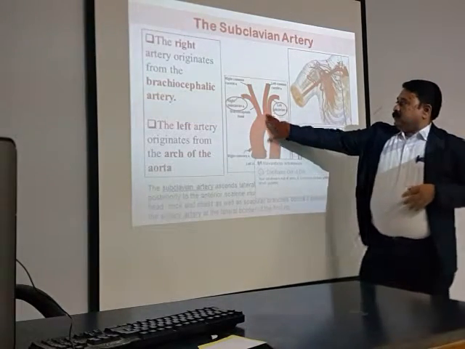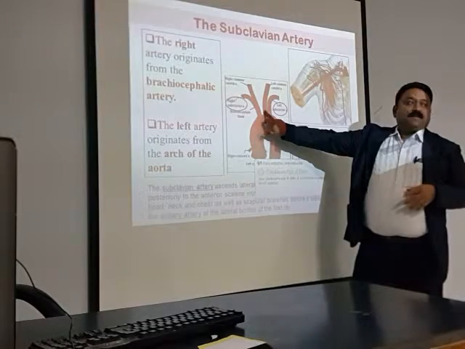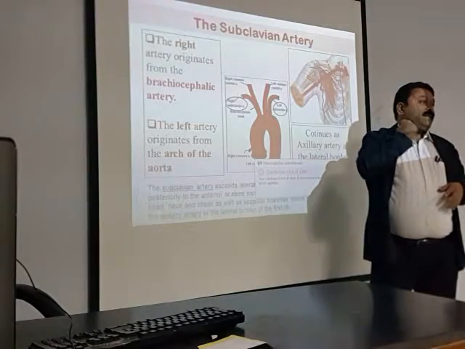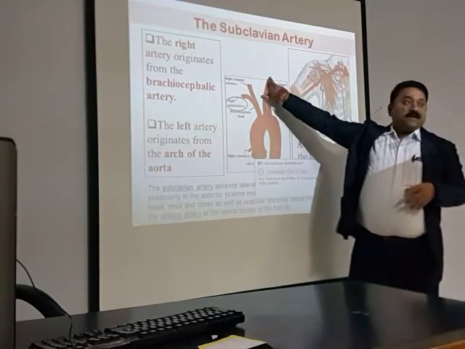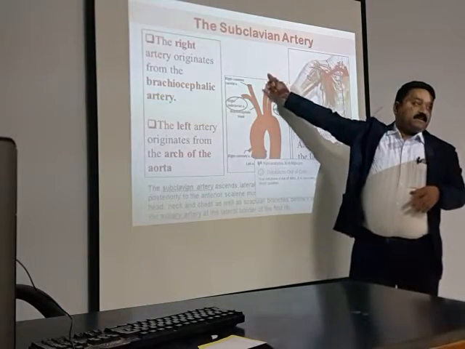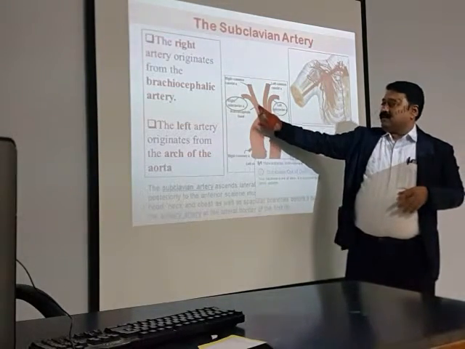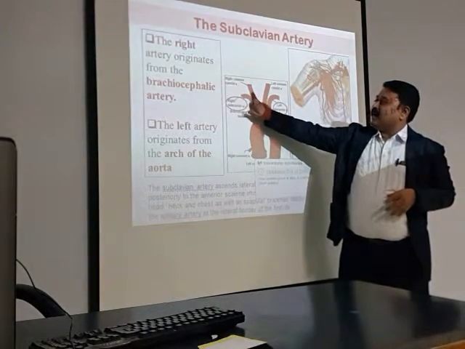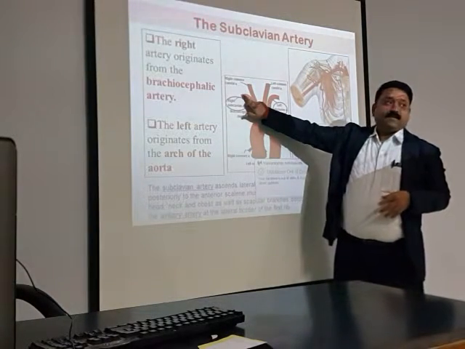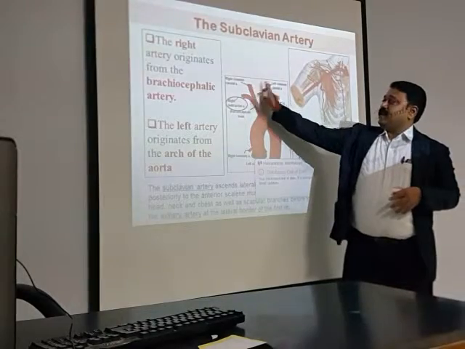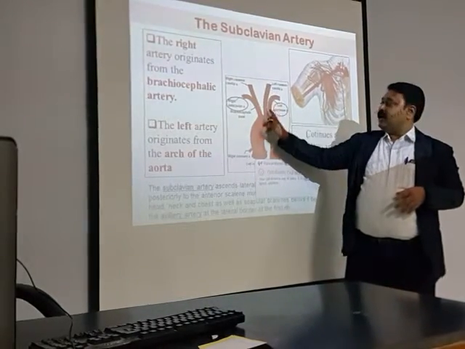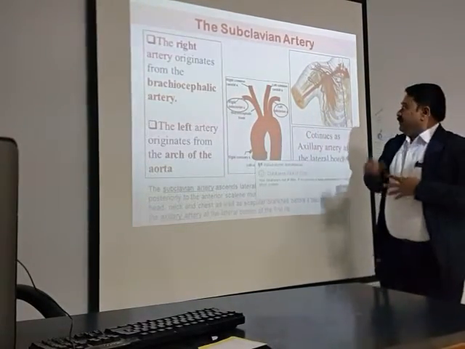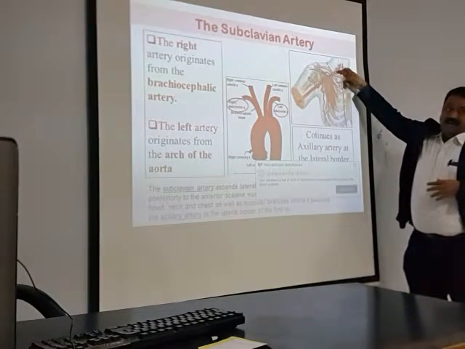So this is the left common carotid artery from the arch of aorta, which supplies the head and neck. That is again divided into the external carotid and the internal carotid. Similarly, the brachiocephalic artery originates from the arch of aorta. It gives rise to the right common carotid and the right subclavian. See here, the left and right common carotid arteries and the left and right subclavian arteries arise from the arch of aorta. So it has to travel.